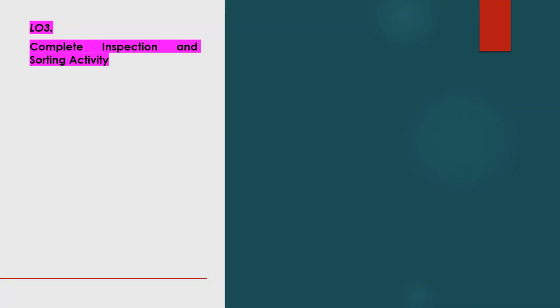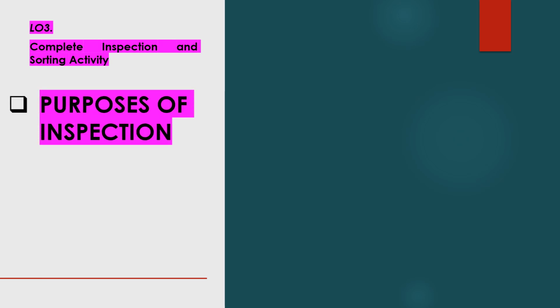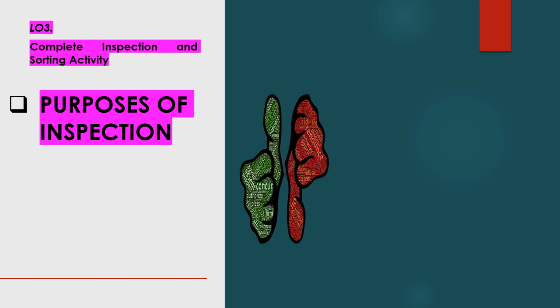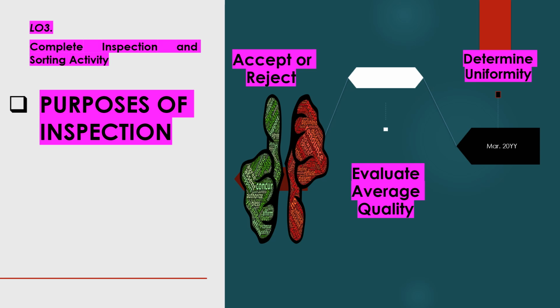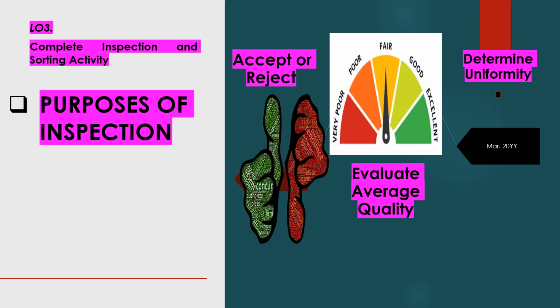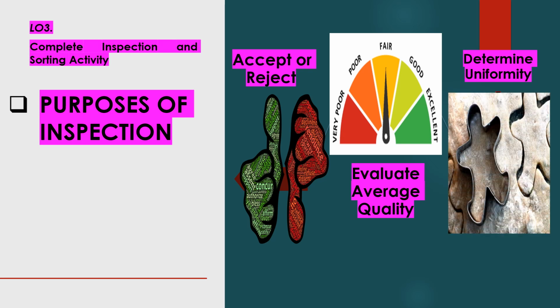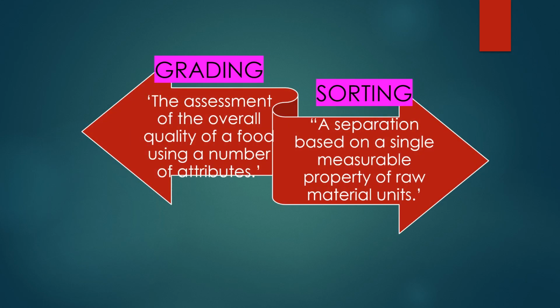For LO3, which is complete inspection and sorting activity, we also discussed the purpose of inspection. In here, the students have also experienced acceptance, not merely rejection, but just a sort of advice to improve their product or output as a whole, considering the uniformity and evaluating the average quality of their own finished product. Furthermore, they have also differentiated grading from sorting. This was also shown on their video presentation sent on my Messenger account and in our group chat.